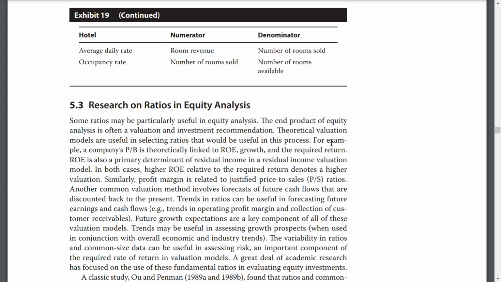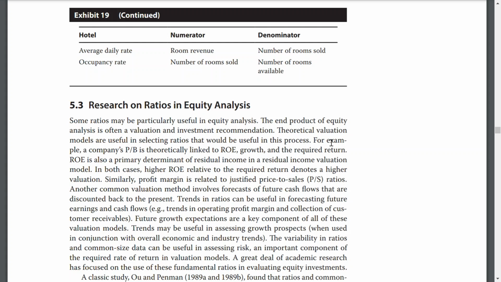For example, a company's P/B is theoretically linked to ROE, growth, and required returns. ROE is also a primary determinant of residual income in a residual income valuation model. In both cases, higher ROE relative to the required rate of return denotes a higher valuation.